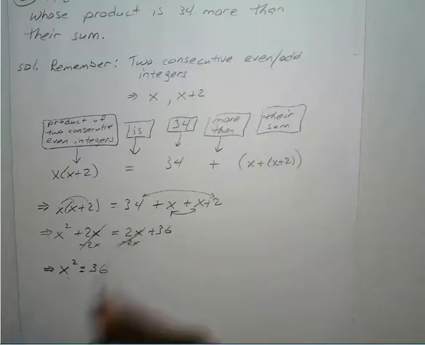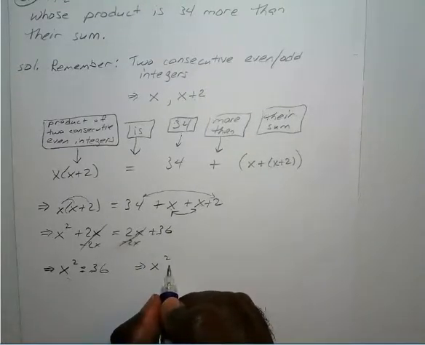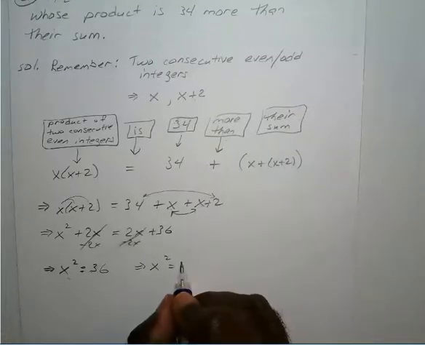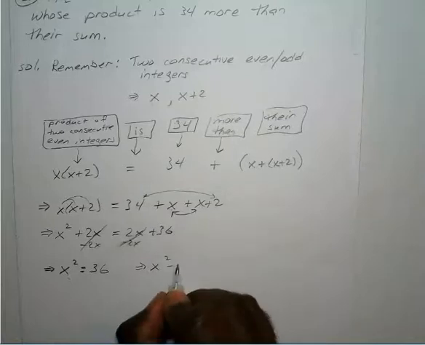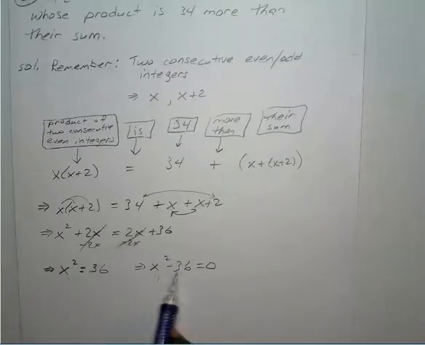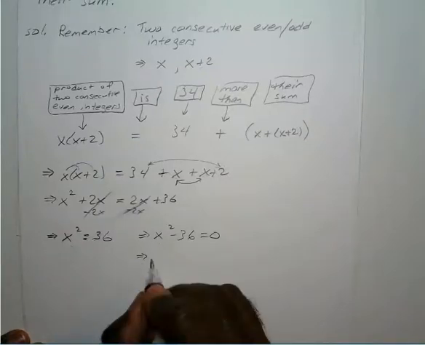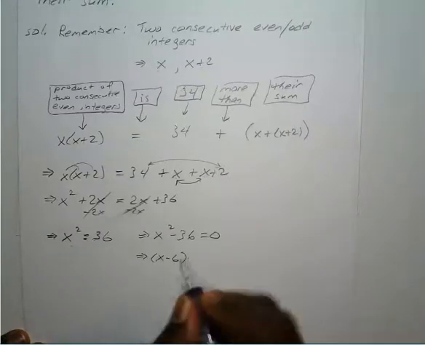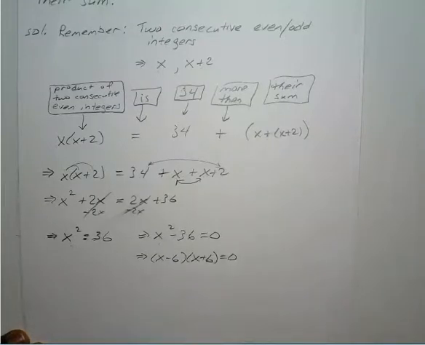Or you can subtract 36 from both sides and have x squared minus 36 equals 0. And we see here that this is a difference of squares. So this would just factor into x minus 6 times x plus 6 equals 0. So we go ahead and set both of those to 0.